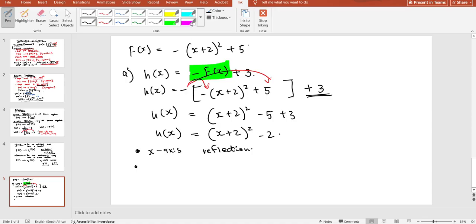Then again, what else are you looking at? You're looking at this +3. So again, remember, if q is positive and it's being added to the function, then that would just be a vertical movement. I didn't have to write vertical movement. I could have just said 3 units up. It's a vertical movement that moves the graph 3 units up.